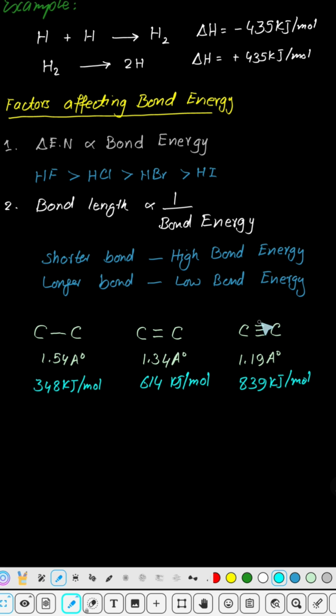This shows that a shorter bond has a high bond energy like carbon-carbon triple bond, and a longer bond has a low bond energy like carbon-carbon single bond. Similarly, oxygen-oxygen single bond is longer, so it has 146 kilojoule per mole of bond energy, while oxygen double bond is shorter, it has 495 kilojoule per mole of energy.